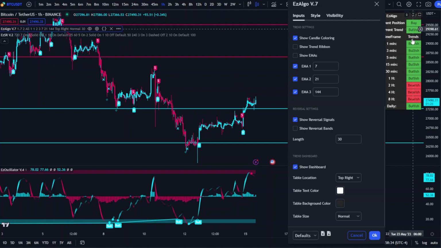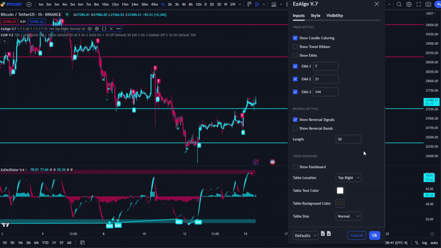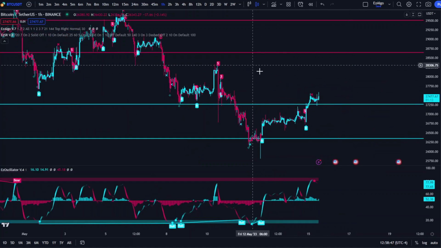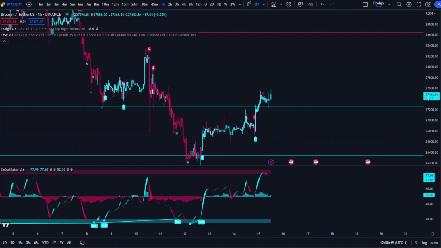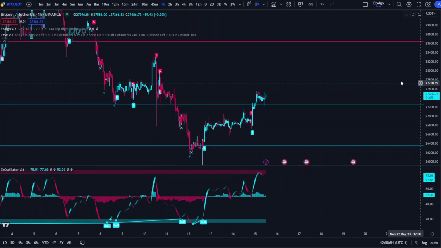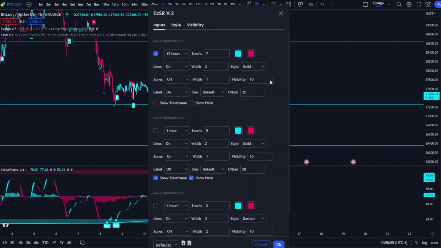Essentially what that does is show if price is above or below the 144 EMA on various time frames. We will have a new updated trend dashboard in the V8, which would be a lot more simplistic and easy to follow. But for now, we're going to turn all of that off. So this is what your chart should look like now that we've optimized the V7 settings. Let's head into EzSR V2 and see what we can do.